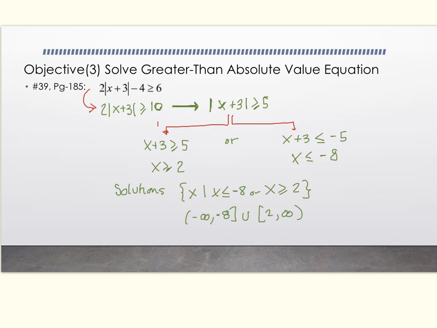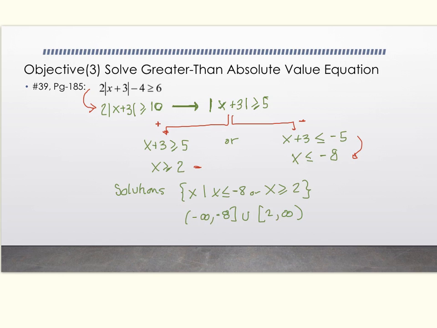Now, the inside portion can either be a positive or a negative portion. So when we apply the positive, we get x plus 3 is greater than or equal to 5. x is greater than or equal to 2. And so that's one of our solutions. On the other side, we have a negative 5, so we have to change the sign. So it's x plus 3 less than or equal to negative 5. And we subtract 3 from both sides, and we get x is less than or equal to negative 8.